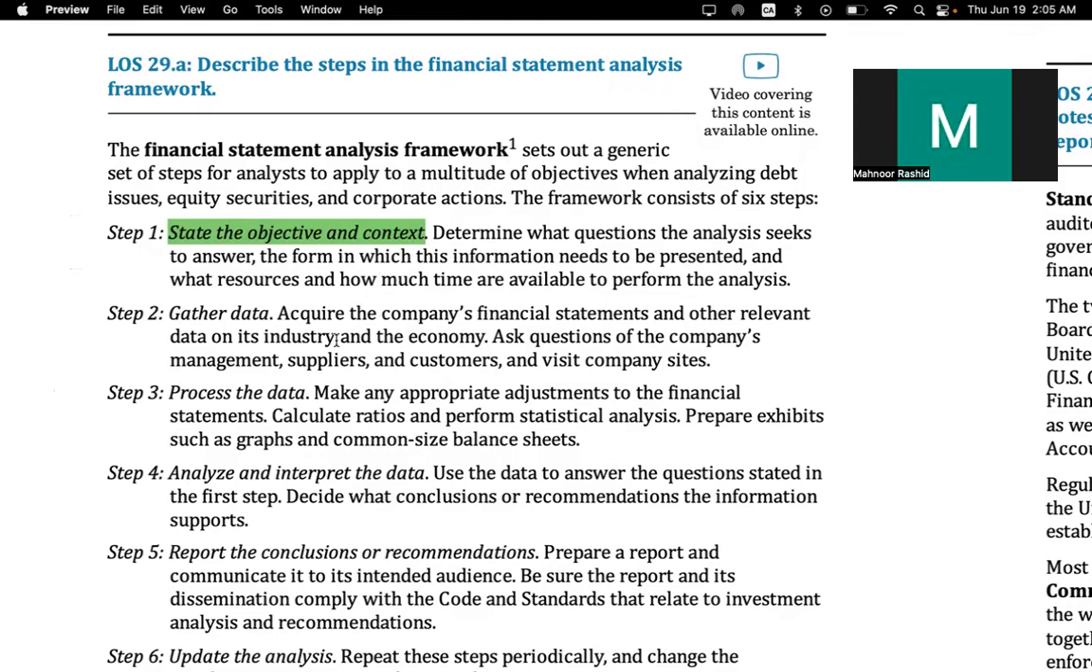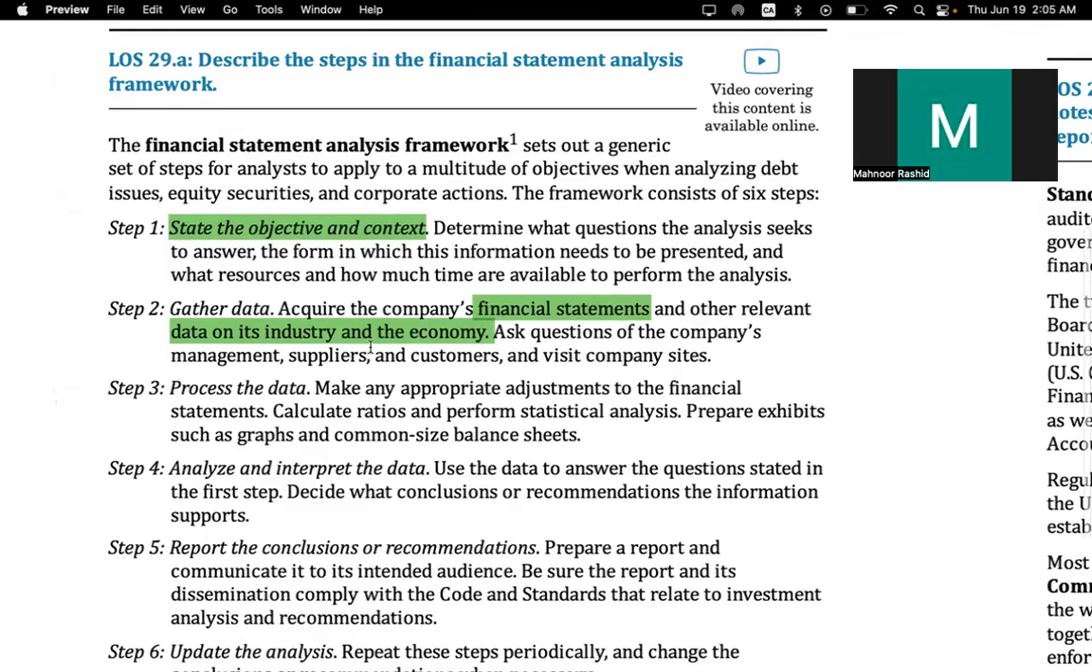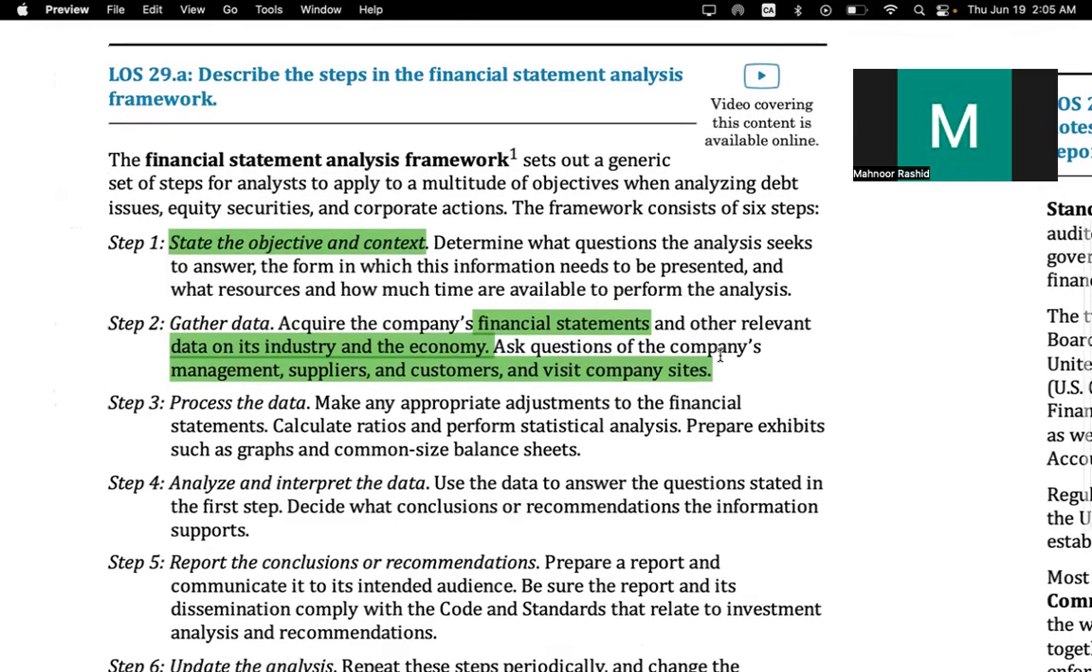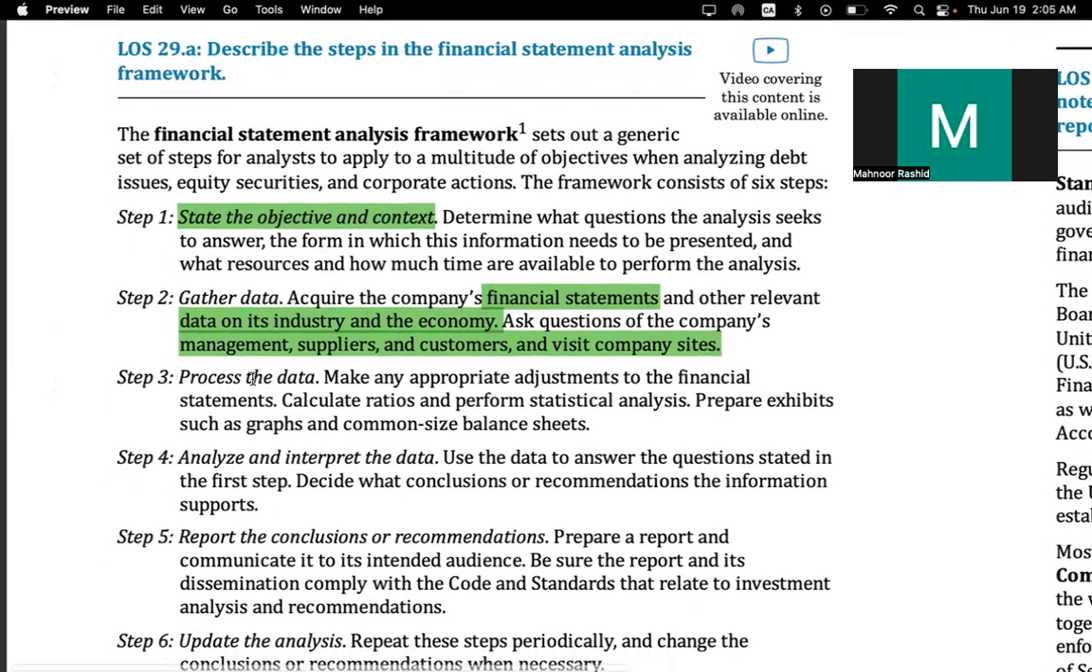Then step number 2 is gathering data. Because whenever you have a question, you find data to answer your questions. So where do you gather data? You use the company's financial statements, any other relevant data on its industry and the economy, and then ask questions of the company's management, suppliers, customers, and visit company sites. Okay, so 1 is objective and context, 2 is gathering data, 3 is processing data, right?